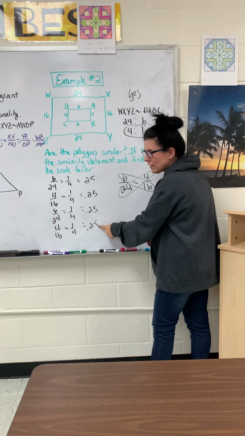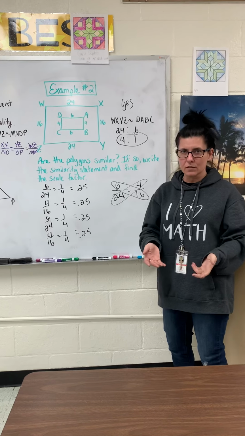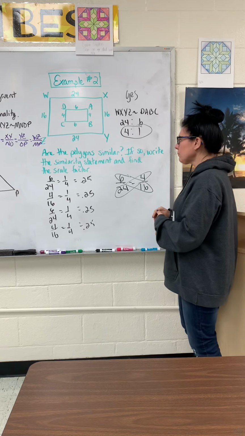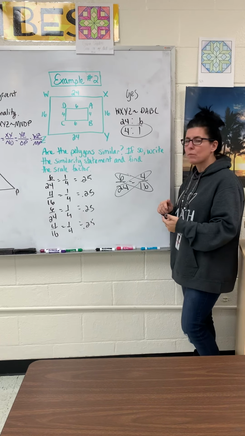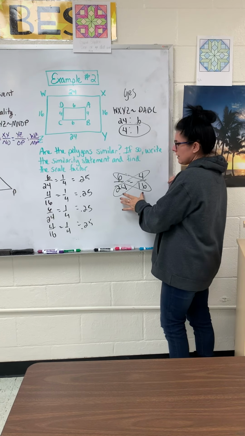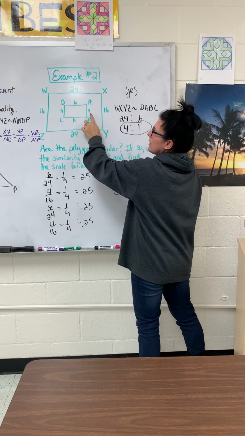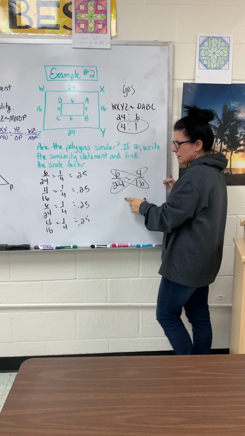Because I get the same relationship for all of them, again, I can say that they're similar. There's one other way to do it with a more complex problem. We can show that the figures are proportional. So what I did was come up with a proportion. 6 over 24 equals 4 over 16.